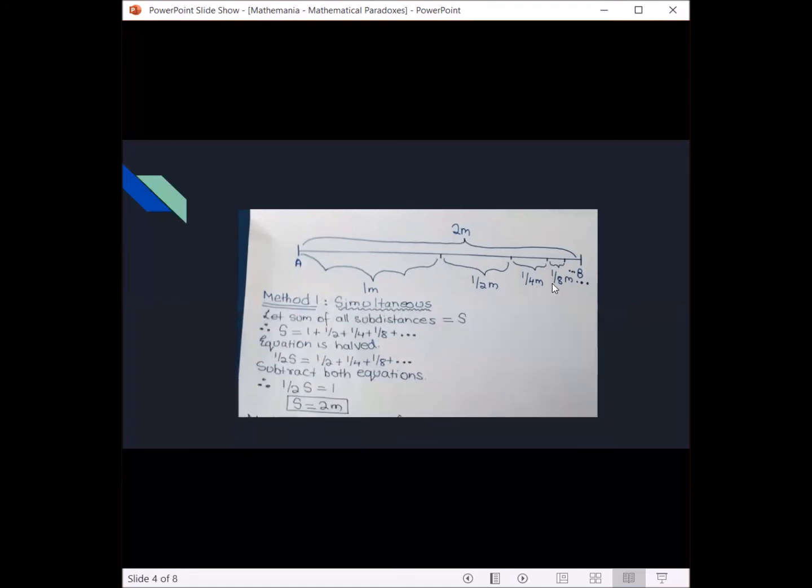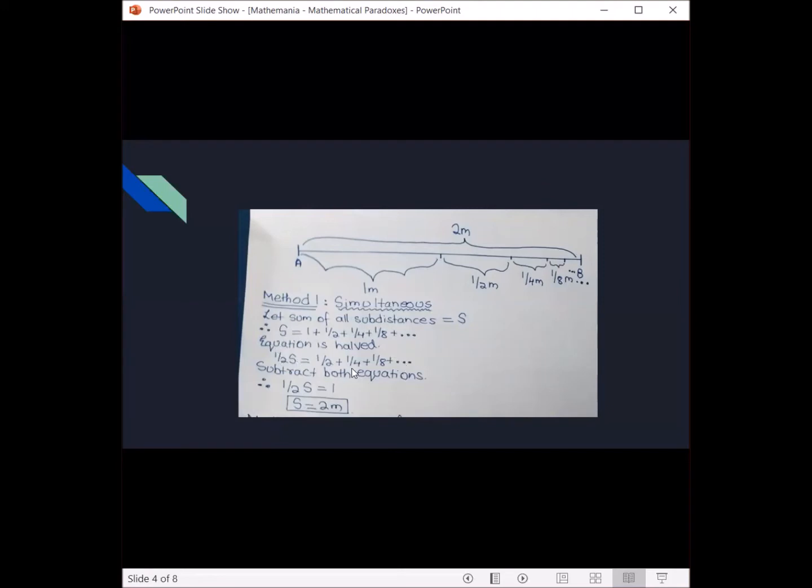But what was the fault in this theorem? And how can this theorem be solved? Well, there is one simple algebraic way to solve this. Let's just say the sum of all these sub-distances, like 1 meter, half a meter, 1/4 meter, is equal to s. So s is equal to 1 plus 1/2 plus 1/4, and so on. Now let's halve this entire equation. So s divided by 2 is equal to half s, and 1 divided by 2 is 1/2, half divided by 2 is 1/4, and so on.